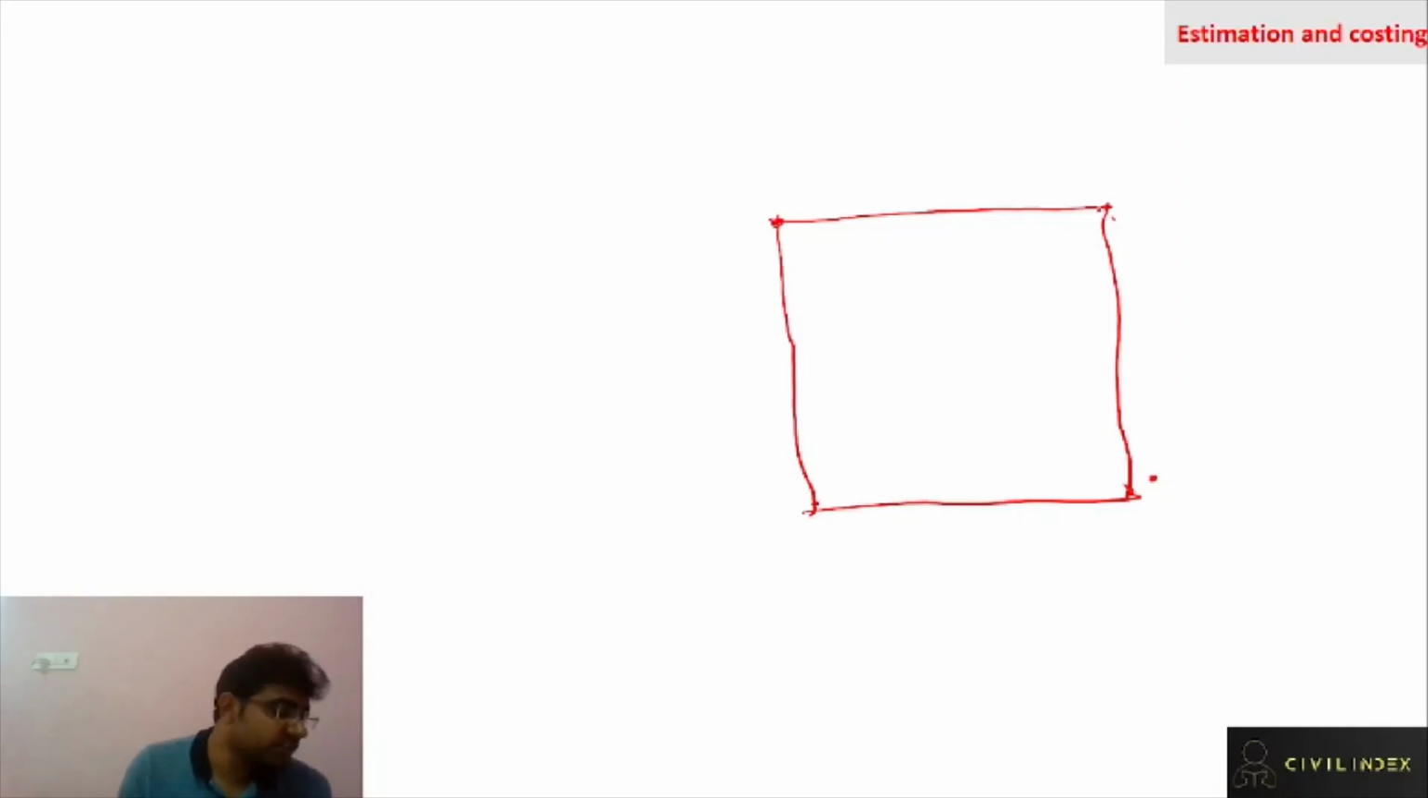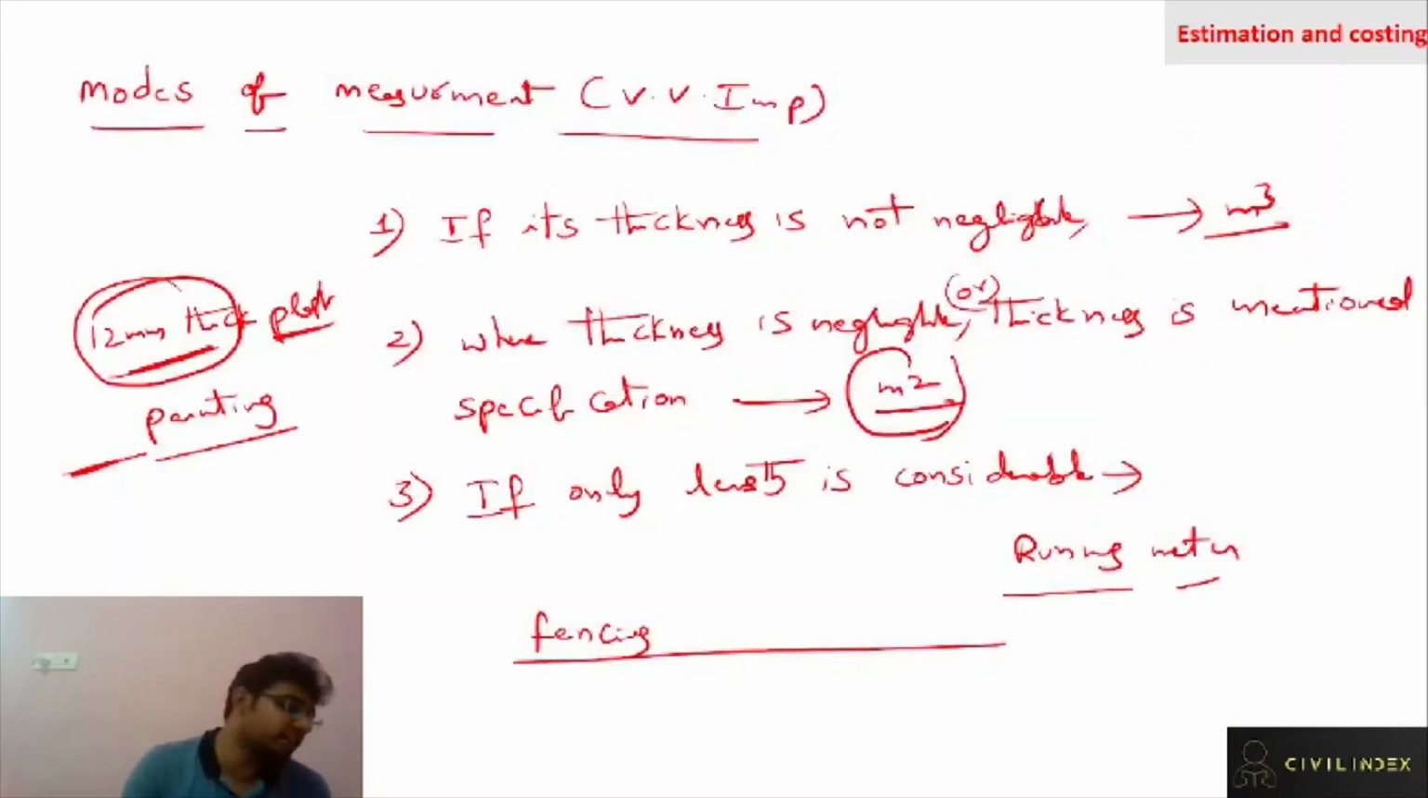Fencing thickness is very small or not? Very small. So as it is very small, we consider only the length, so we measure it in the running meter, guys. Is this point clear? So where only length is considerable, there we measure in the running meters.